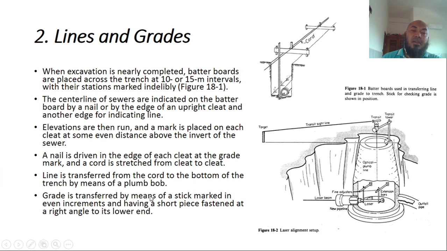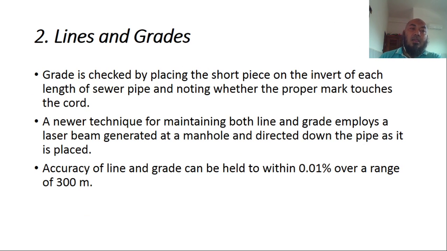Grade is transferred by means of a stick marked in even increments and having a short piece fastened at right angle to its lower end. So after we got the line, we transfer the grade to the lower end. The grade is checked by placing the short piece on the invert of each length of the sewer pipe and noting whether the proper mark touches the cord or not.